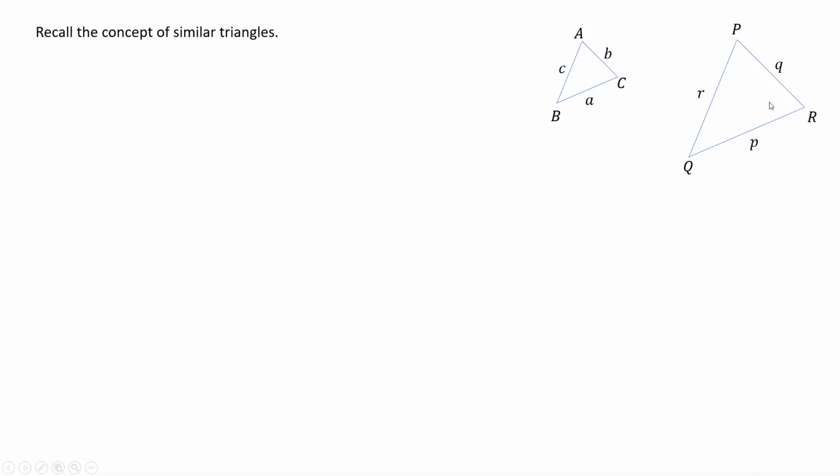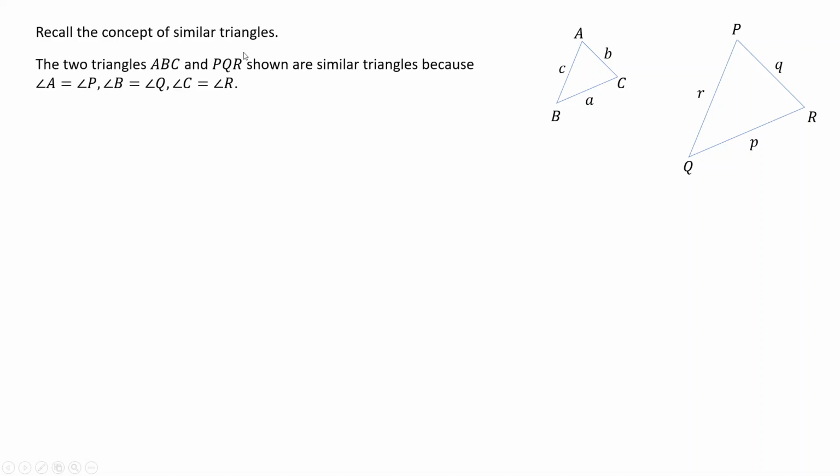Anyway, what's important for similar triangles is that the corresponding angles be equal. Cool. So what did I say? The two triangles ABC and PQR are similar triangles because angle A equals angle P, angle B equals angle Q, angle C equals angle R, just like I said. Now, let me ask you this. Does this mean the line segments are equal? Is AB equal to PQ? Is BC equal to QR?